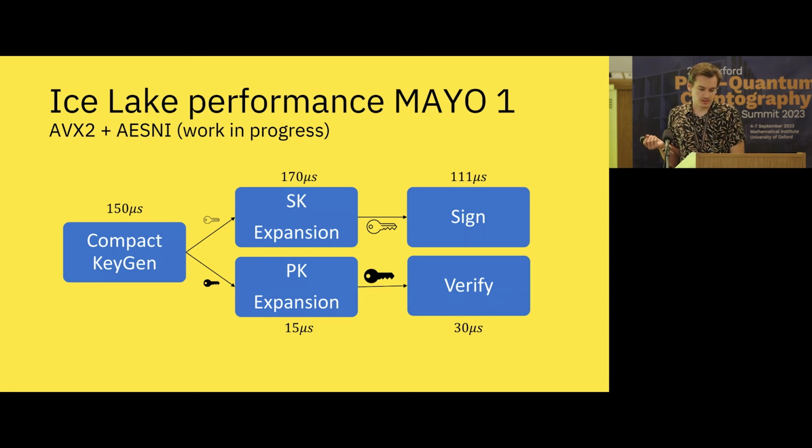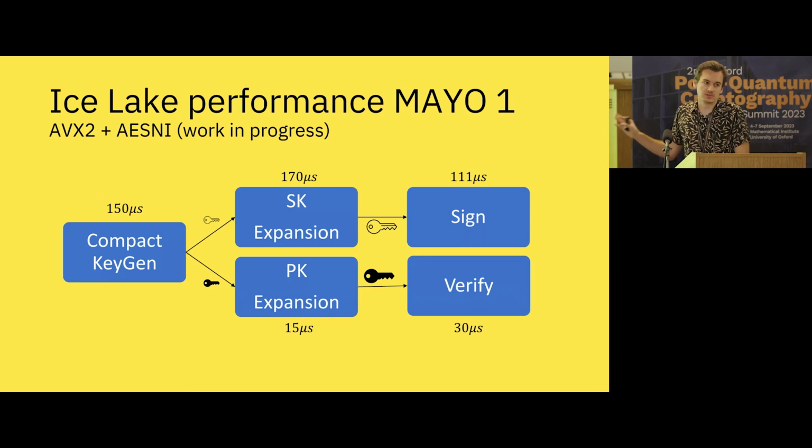Signing is like 100 microseconds, and verification is 30 microseconds for the security level 1 parameters for big Intel CPUs with AVX2 and AES hardware support. Oh yeah, and maybe I should mention that these key expansions really heavily use AES. So here on a big Intel CPU, this is quite fast, so there's not too much of a difference between the expansion part and the actual signing part.